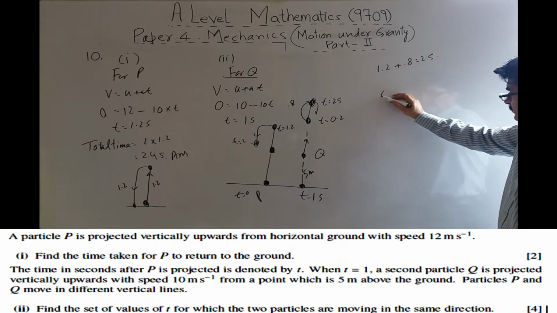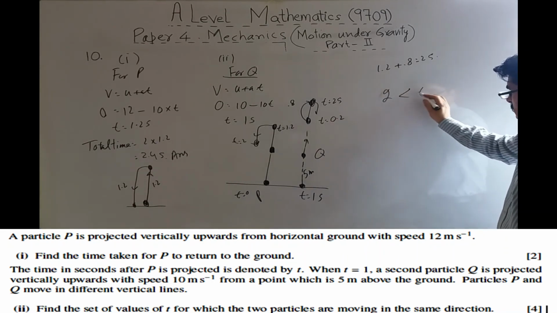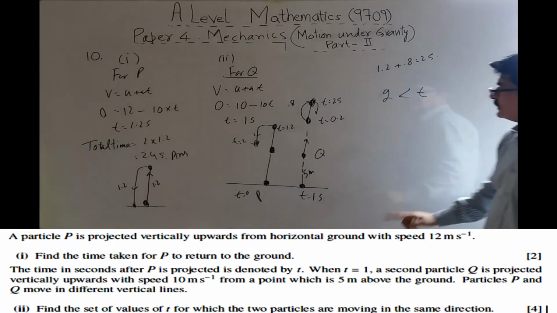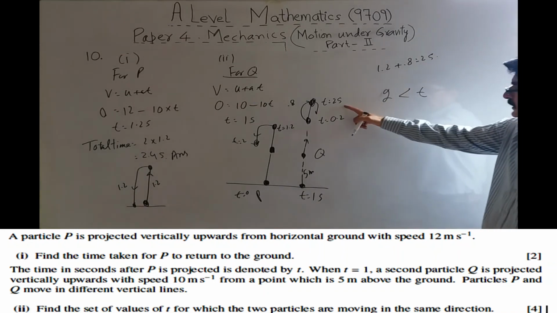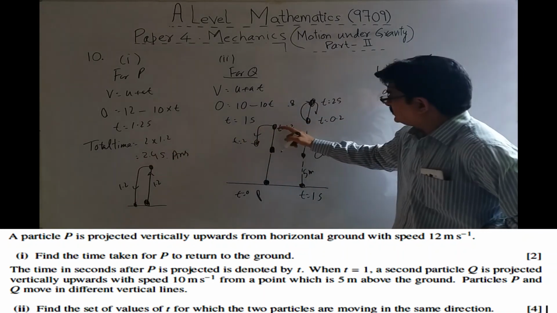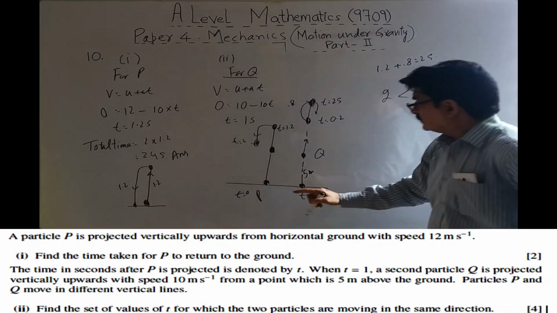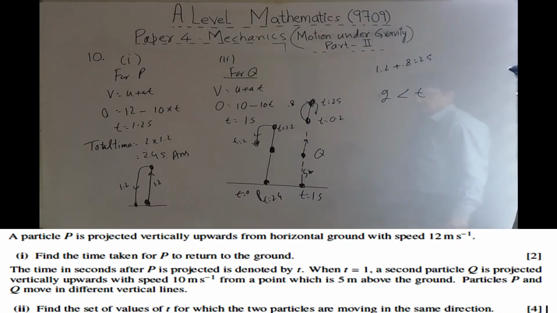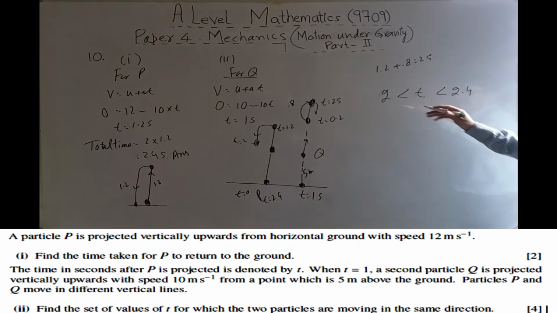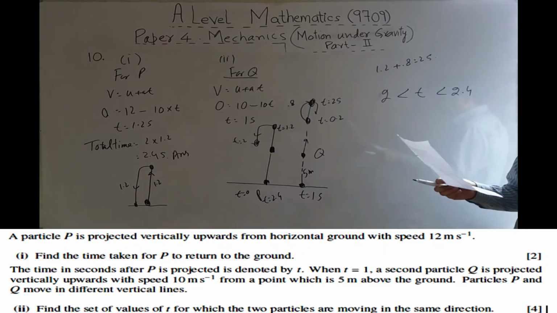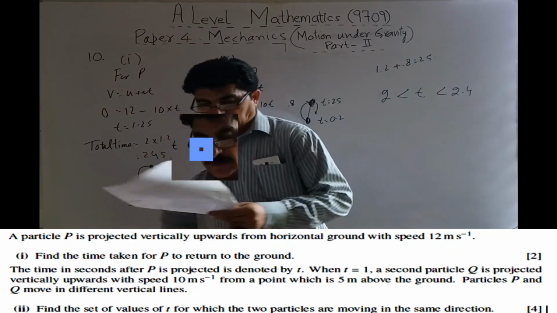But from 2 to what time will they be moving down? Because for particle P, it needs 2.4 seconds to reach the ground. So after t equal to 2.4 seconds, P will be on the ground. So the time is less than 2.4. For this time, they will both be moving in the downward direction. And the question was to find the set of values of t for which the two particles are moving in the same direction. Thank you guys.